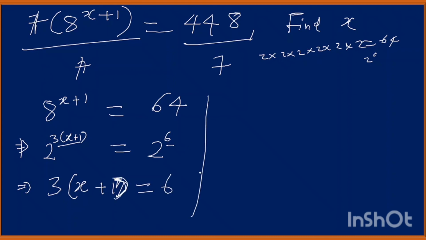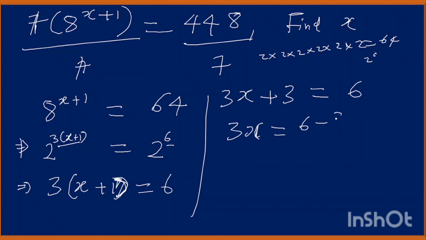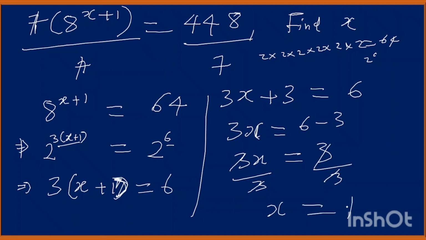So I'm going to solve that. 3 times x will give me 3x, and 3 times plus 1 will give me plus 3, equal to 6. I collect like terms and send this 3 to the right hand side. I have 3x is equal to 6 minus 3, so 3x is equal to 3. Divide both sides by 3, this will cancel out and remain 1. So x is equal to 1.